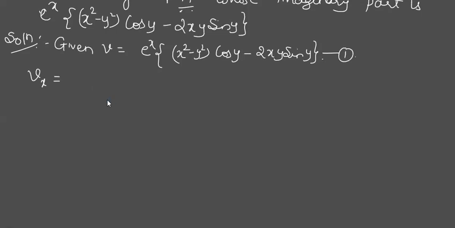When we do Vx, we have to apply product rule. If I take e raised to x and the bracket as two functions, obviously product. First we'll keep the first function as it is, times the derivative of the inside function with respect to x. Here cos y is constant. In the bracket, with respect to x, x square derivative is 2x. What happens to y square? 0.